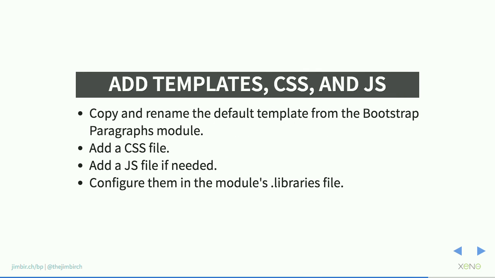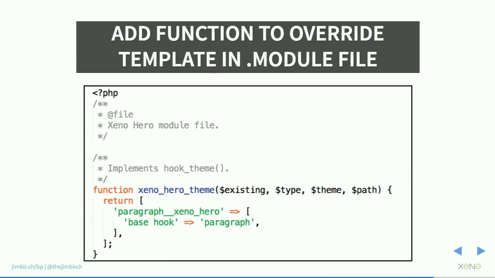So add your templates to that module. I start out working in a base theme, and then I move it over once I'm happy. Move your template over there, rename it to your paragraph bundle name, add the CSS, add the JavaScript, and then configure them in the module's libraries file. And then you can do the attached library in the template. So again, it's only loaded if you use the hero bundle.